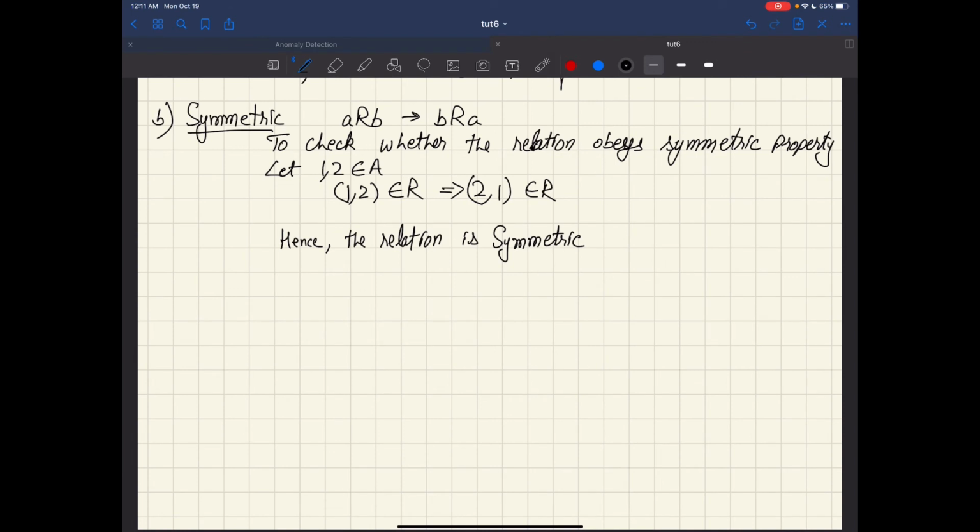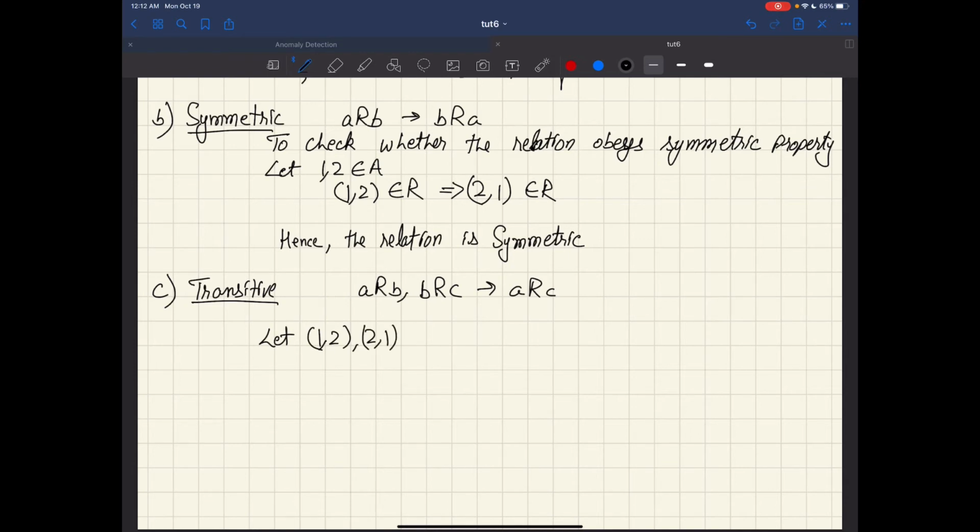Now to check for transitive, it says if a comma b is present in the relation and b comma c is also there, therefore a comma c should also exist. Now let's take an example.